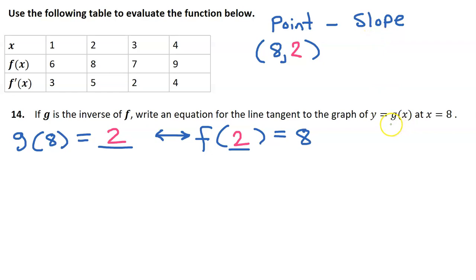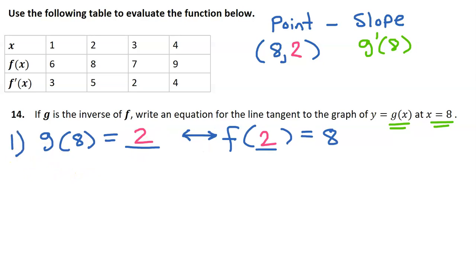I need to find the slope of this inverse function at 8. If we're talking about the slope of a curve at a point, we are talking about the derivative. So I really need to find g prime at 8. But finding the derivative of an inverse function is a whole thing. There is a formula for it, but I'm not even going to show you the formula because I prefer to break down the formula as a 3-step process.